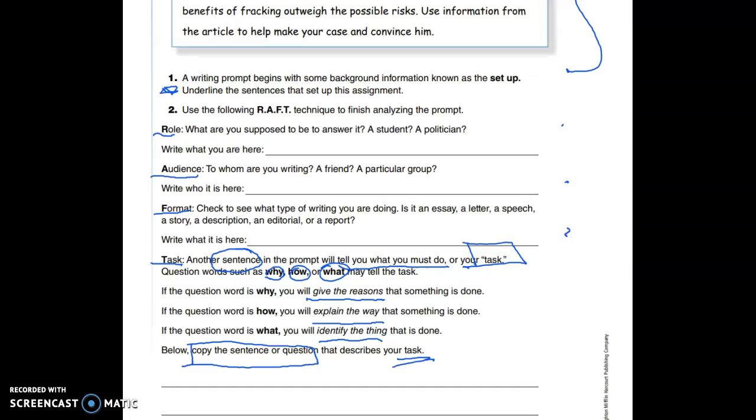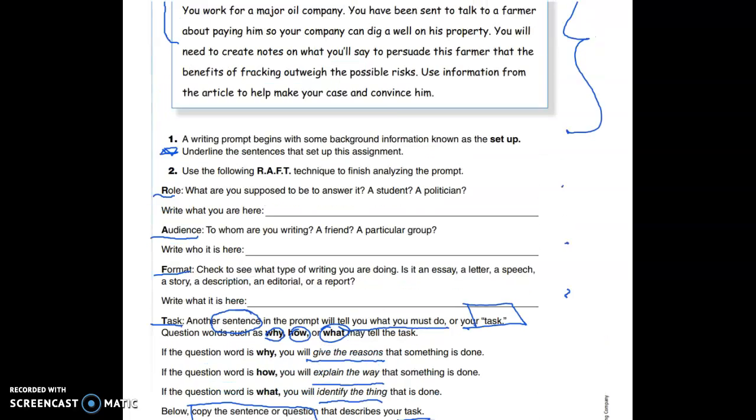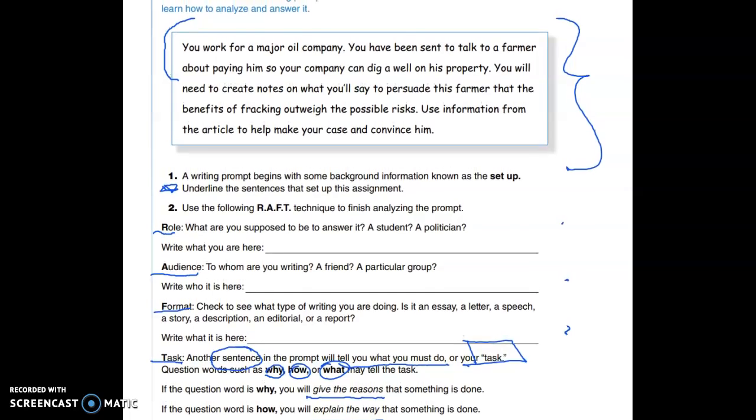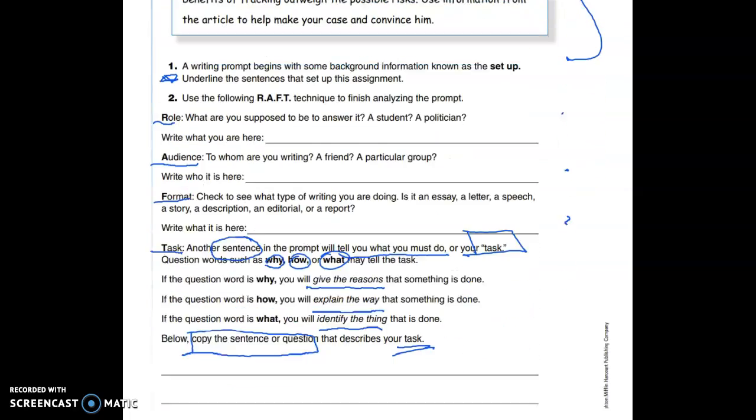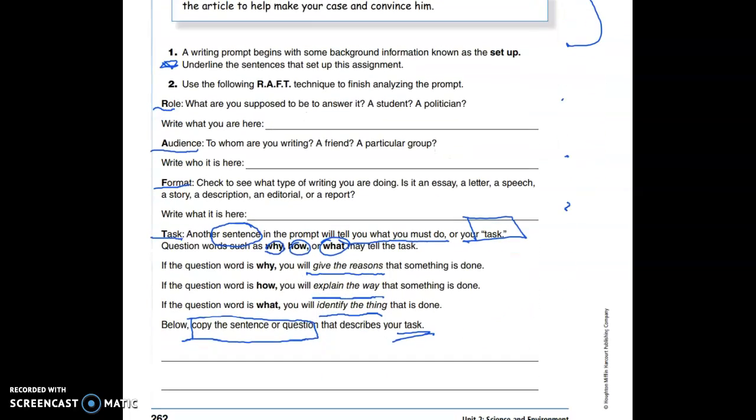It's your task. Take your time, read it through, stop and analyze each sentence, circle the words that are important, underline the tasks, the things that you might be doing, and then answer each one here. So underline the sentences, go through RAFT. Who are you? What is your role? Who are you talking to? Who is your audience? How are you talking to them? What is the format? And then finally, what is it you're trying to do for your task?